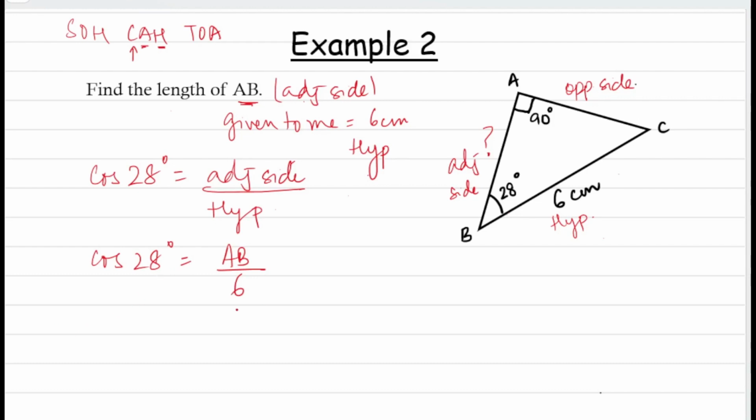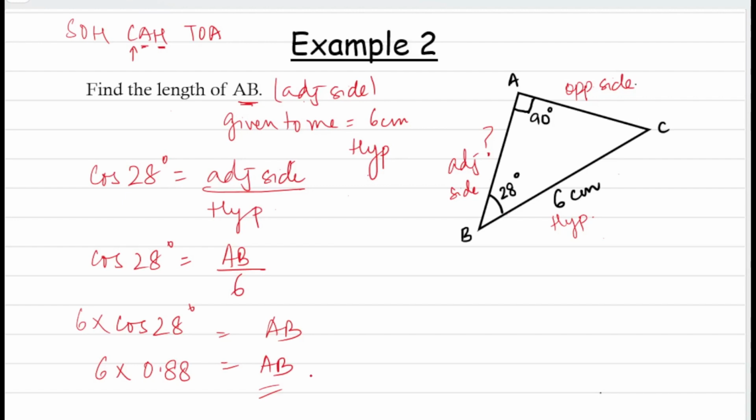It's not that common angle. So this AB would come out to be 6 will go on that side. So it will become 6 times cos 28. So AB will come out to be 6 times cos 28, on a scientific calculator will come out to be approximately 0.88. And if you multiply 0.88 with 6, that will give you the value of AB.